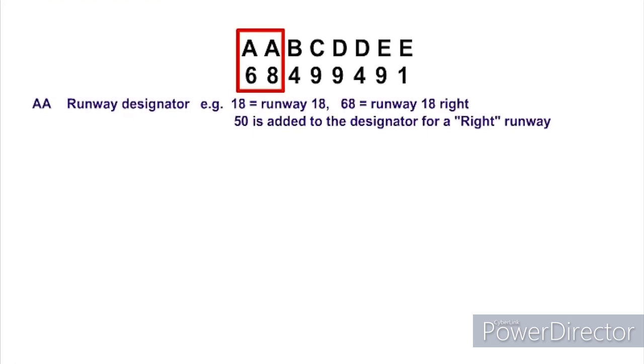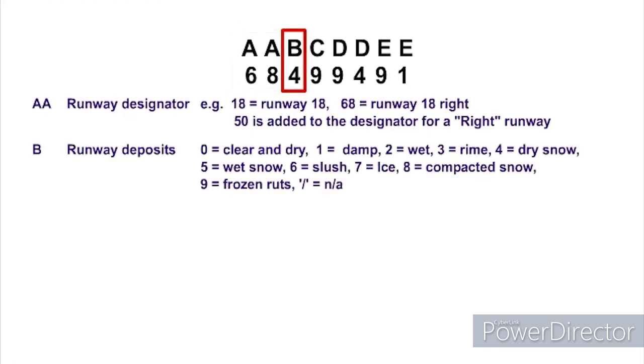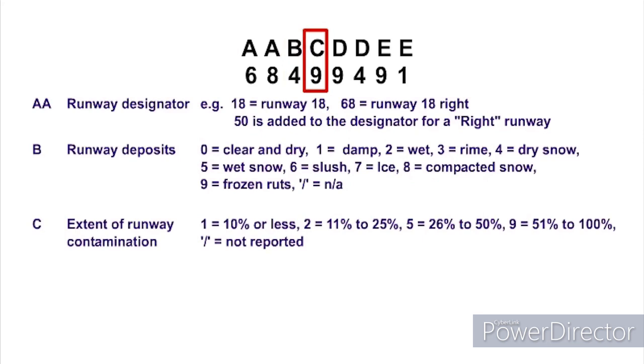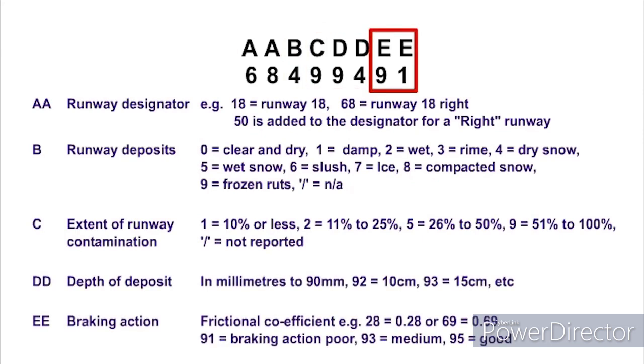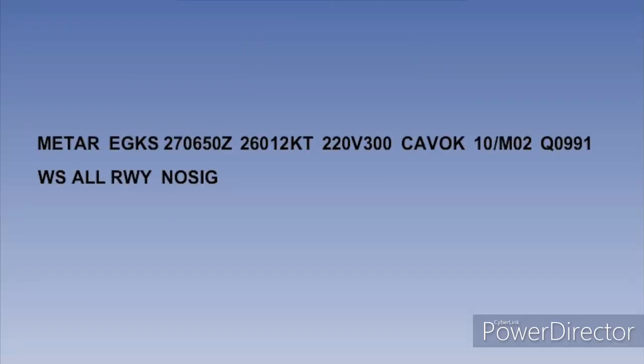An additional 8-figure runway state will be added to the end of the METAR when there is snow or other runway contamination. This is sometimes referred to as a snow tam and will be produced by air traffic control. It takes the form runway designator, runway deposits, extent of runway contamination, depth of deposit, and finally, the braking action required. An equals sign will appear on the METAR to denote the end of the message.